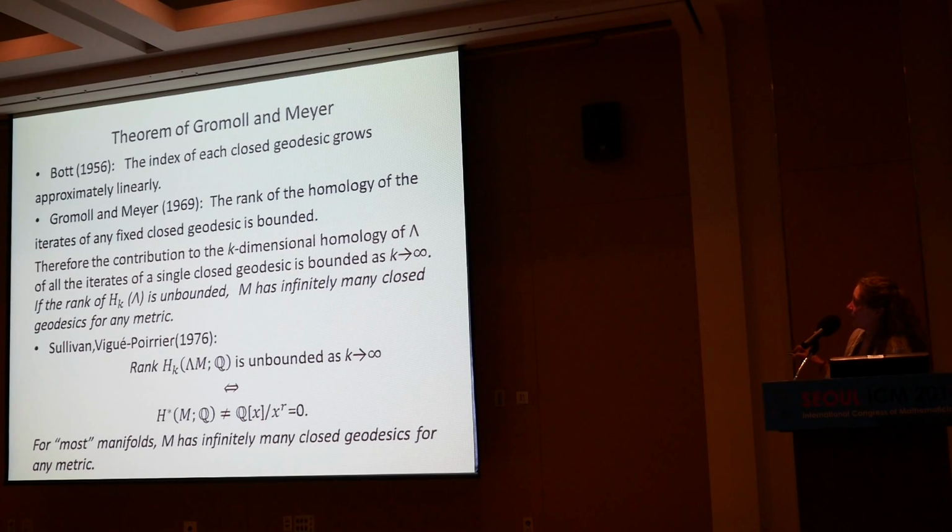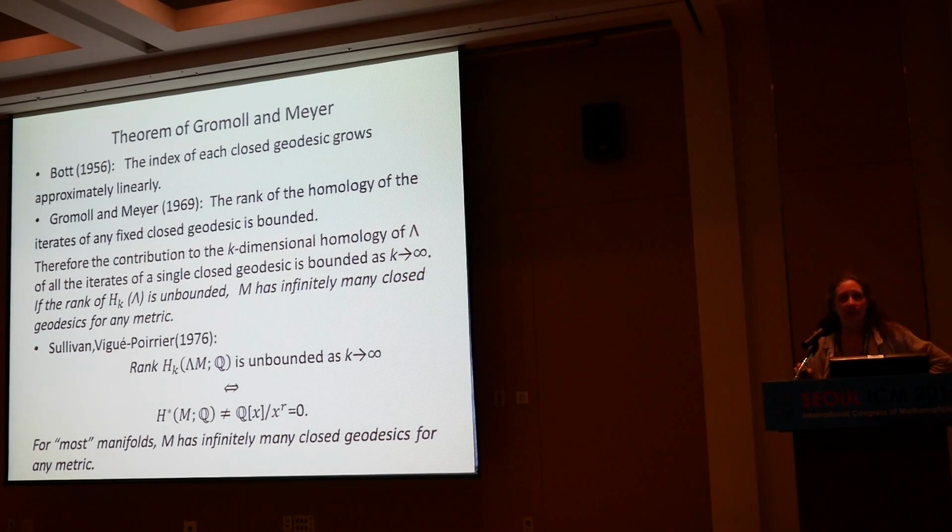And Sullivan and Vigué-Poirrier settled in 1976 the question of when this criterion is satisfied. They showed that the rank of the homology of the free loop space with rational coefficients is unbounded if and only if the cohomology ring of M with rational coefficients and the cup product requires more than one generator. In other words, if it's not just a truncated polynomial ring with one generator, which is what this is supposed to represent. So according to this, most manifolds will have infinitely many closed geodesics for any metric.